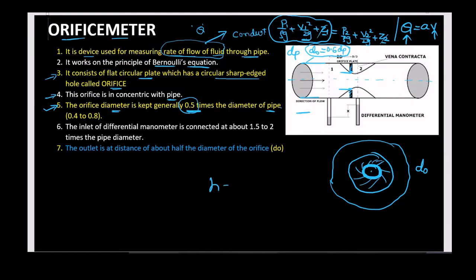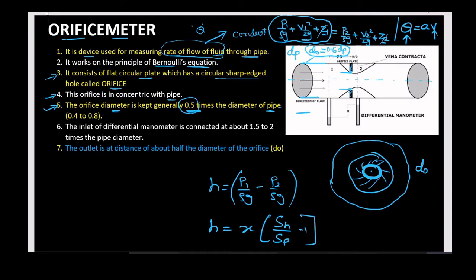The formula for H is equal to P1 by rho g minus P2 by rho g. This is one formula in terms of pressure head. The other formula is in terms of manometers, that is H is equal to x into (specific gravity of heavy liquid divided by specific gravity of light liquid or pipe, minus 1). So these are the two formulas we use for calculating the H value. What is H? Difference in head, difference in pressure head.